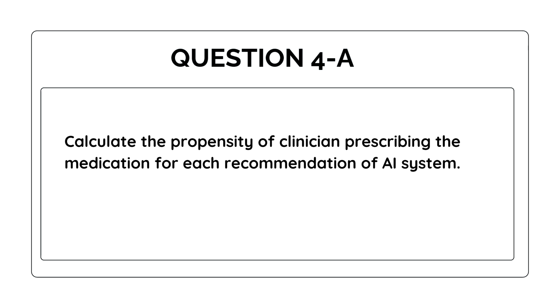This part of the question asks us to calculate the propensity of the clinician prescribing med A for each type of AI recommendation. In simple terms, we want to know when the AI says med A, what fraction of those patients actually got med A. When the AI says other med, what fraction of those patients still got med A. To calculate this, we use conditional probability. The probability that a clinician gives med A given a certain AI recommendation equals the probability that the clinician gives med A and the AI gave that recommendation, divided by the probability that AI gave that recommendation. I know that sounds confusing, but we will go through the calculation of the question.